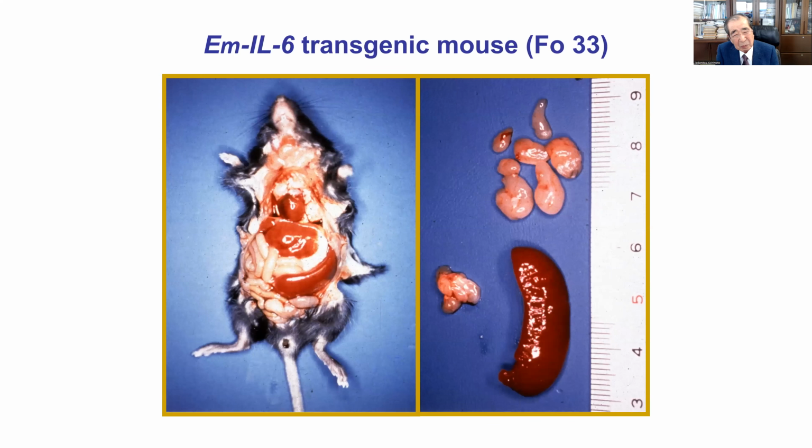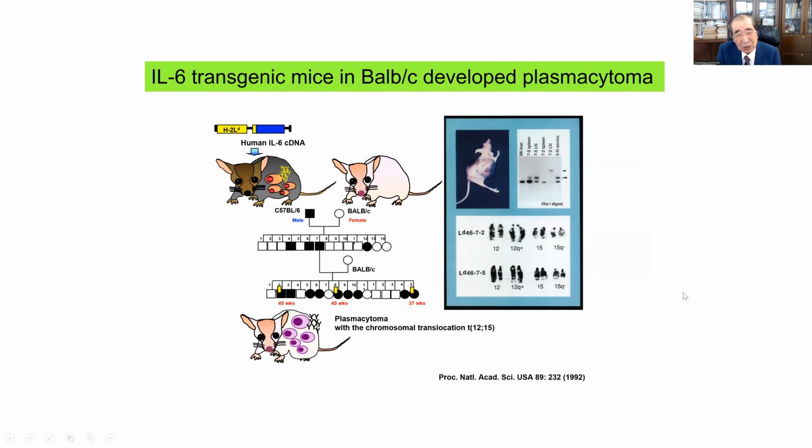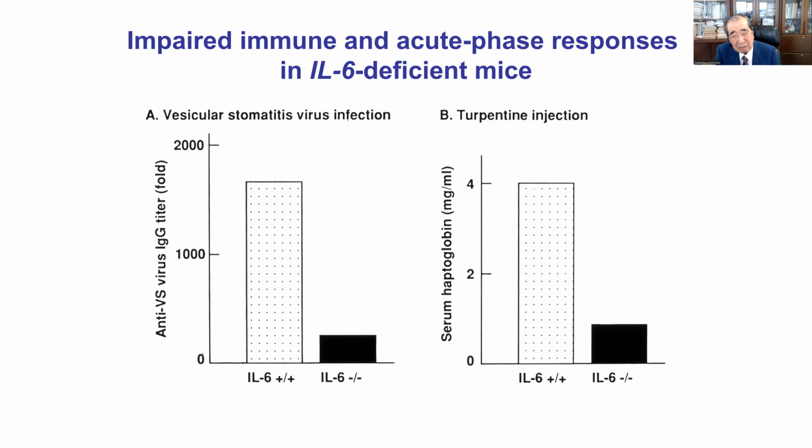For example, if we prepare a transgenic mouse using IL-6 cDNA, then there is tremendous growth of B cells. You can see the tremendous increase of lymph node and spleen. And if we cross these mice with BALB/c mice, then we can induce a typical plasmacytoma. So this molecule IL-6 functions as a plasmacytoma, myeloma inducing factor.